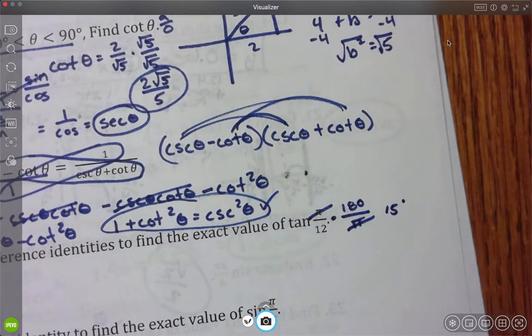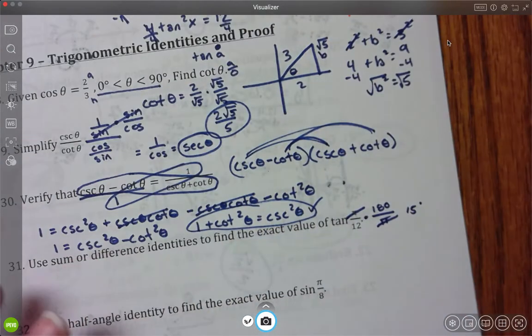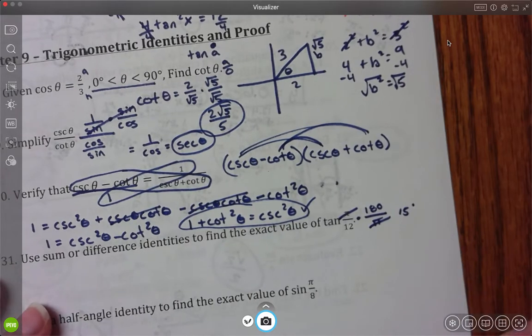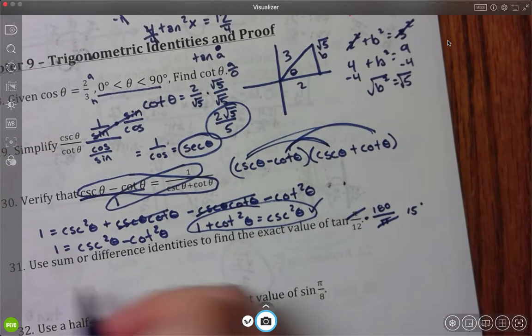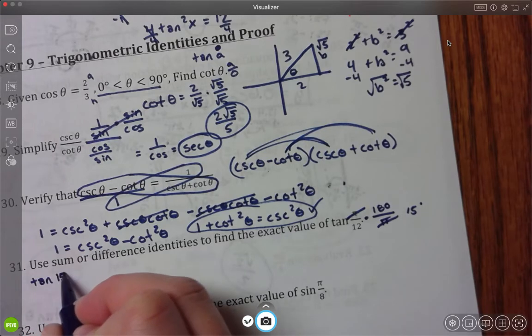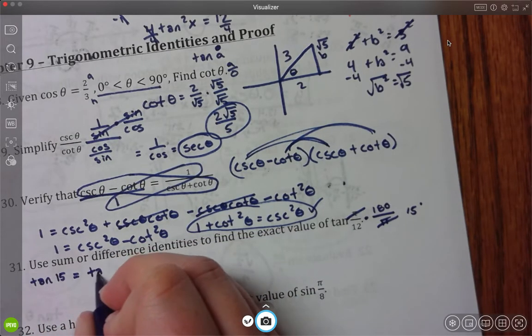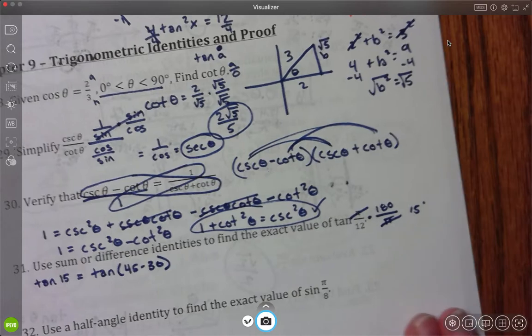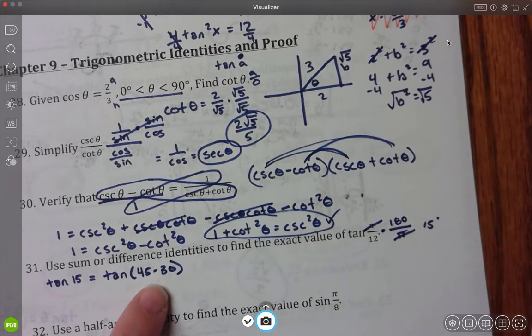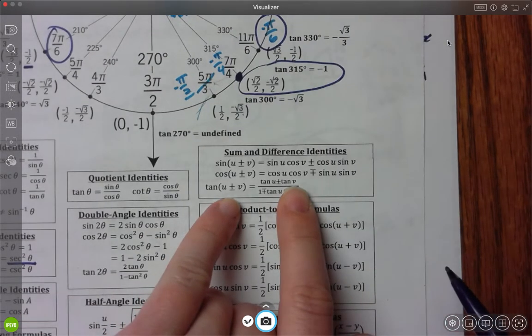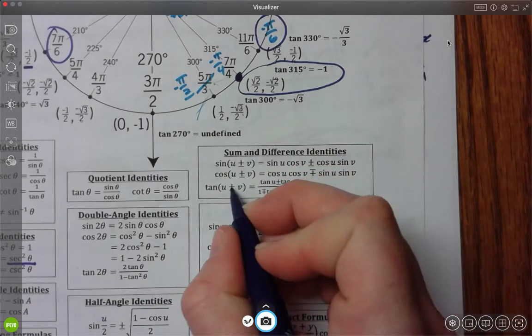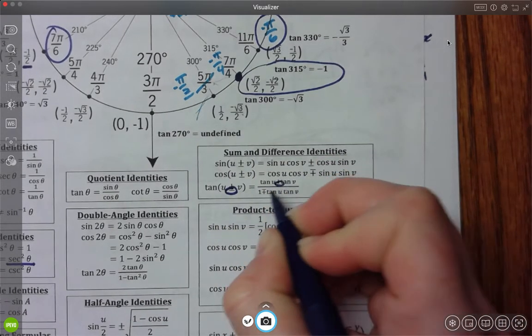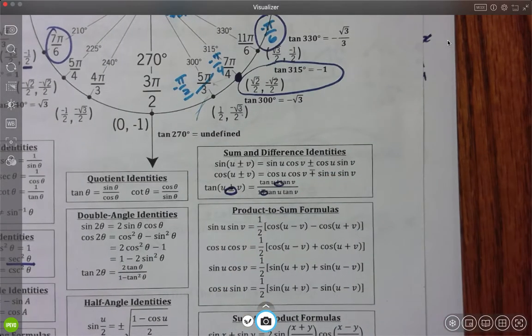Okay, and we want to do a sum or difference to get 15 degrees. So I need two angles on my unit circle already that when I add or subtract them end up being 15 degrees. So I can say that tangent of 15 degrees is equal to tangent of 45 minus 30, because 45 minus 30 degrees is 15, and I do have a 45 and a 30 on my unit circle. If I look at tangent, we're doing a difference one right here. So we're doing subtraction, which means I have to do subtract and then add. That's the bottom and the bottom and the bottom.